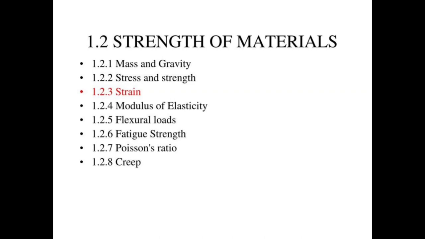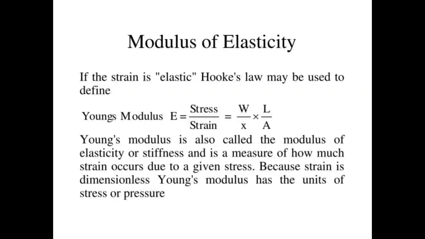Now we have completed strain, and we have to move to modulus of elasticity. If the strain is elastic, what does it mean? Hooke's law may be used to define Young's modulus, which is also called modulus of elasticity or stiffness, and it is a measure of how much strain occurs due to a given stress, right?